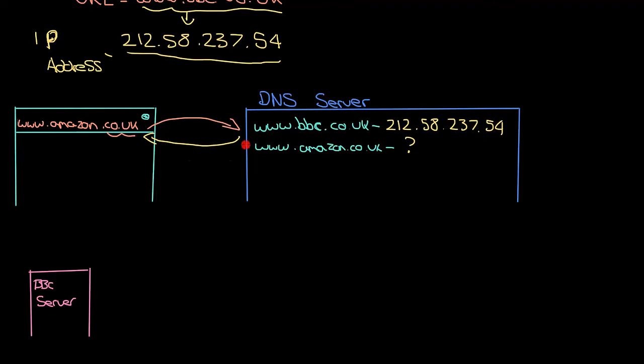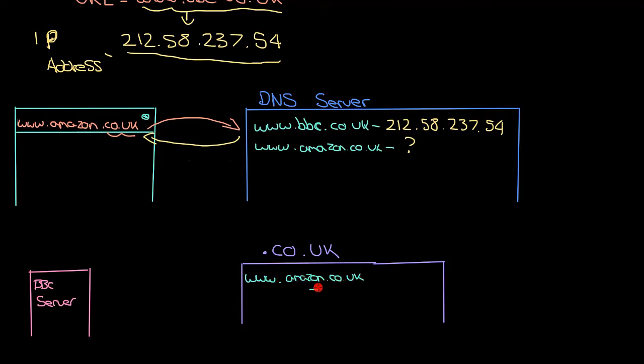So what does it do? I mean, it could just immediately return that we can't find the website, but that's not true. We know this website exists. So the DNS server will then go and contact other DNS servers, and these will be these things called higher authority DNS servers. So if you imagine there's one massive DNS server which deals with all the websites that end with .co.uk, okay? And it will retrieve the IP address from that higher authority DNS server.